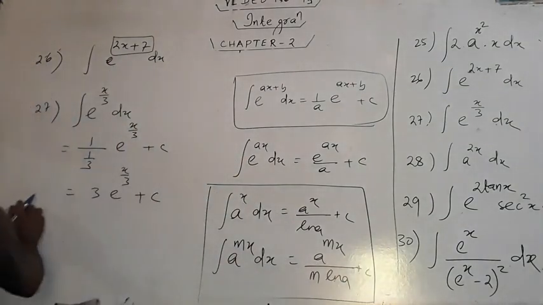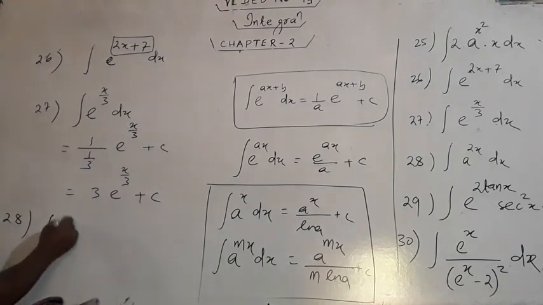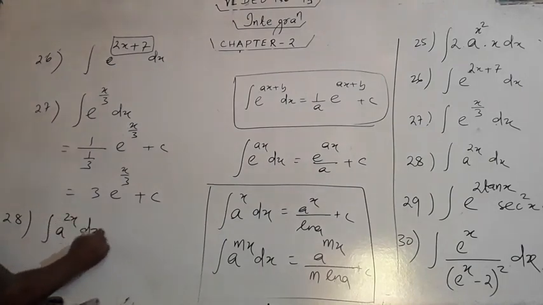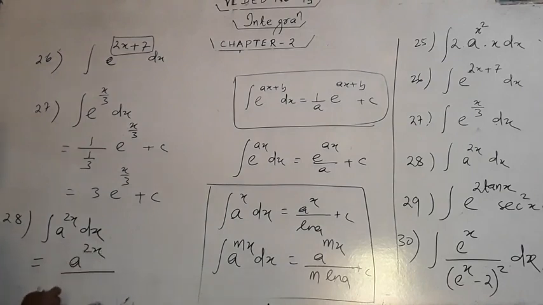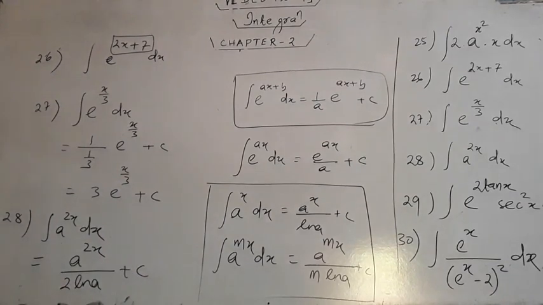Now number 28. What will happen? A to the power 2x. Integration of a to the power 2x is what? It is a to the power 2x by m ln a. M means 2, so 2 ln a plus c. Okay.